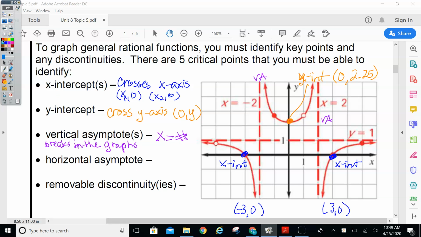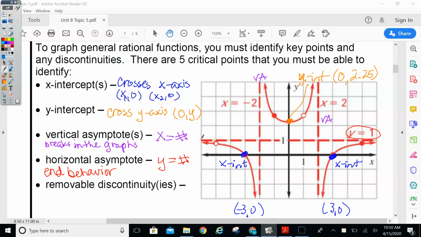Alright, and then we have the horizontal asymptote, which could not exist. We could have something else called a slant asymptote. But this is basically what happens in the end. So this is your end behavior. So here the dashed line, the horizontal one, is at y equals 1, so it's always y equals a number.